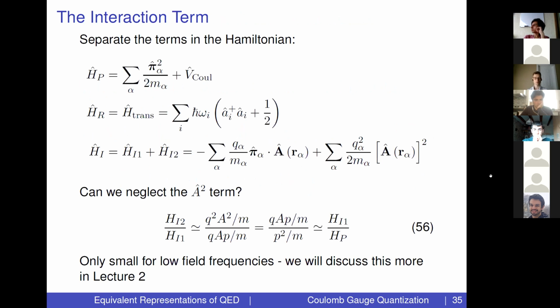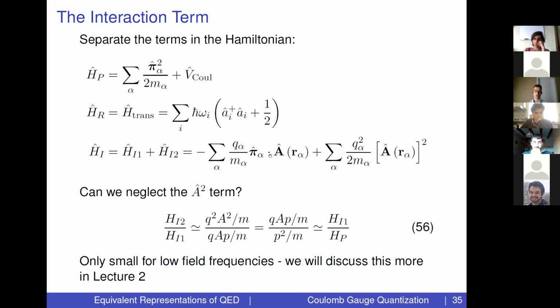Okay, so let us look, in particular, at the interaction terms. We can split this Hamiltonian in the following form. We have just the particle content of the canonical momentum and the Coulomb interaction. We have the radiation contribution, which in general is an integral and not a sum, depending on whether we have a discrete or continuum of modes. And we have the interaction term, which is p dot A or pi dot A, and the A squared term.